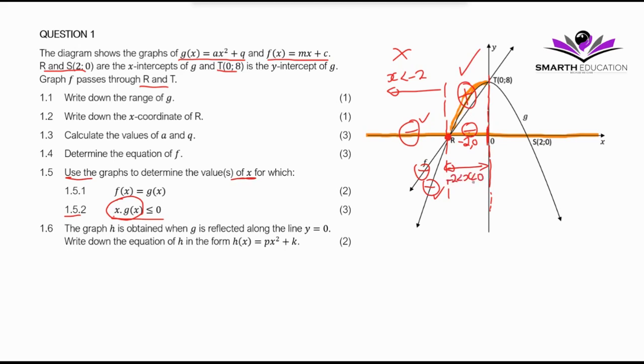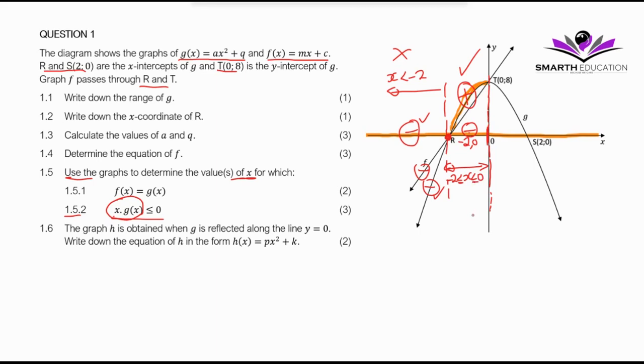-2 and 0. But remember, we have to include 0. So -2 is included, because at -2, g of x is 0. So we include that. Even at the origin, x is 0. So 0 times g of x, they will give us 0. So 0 is also included.